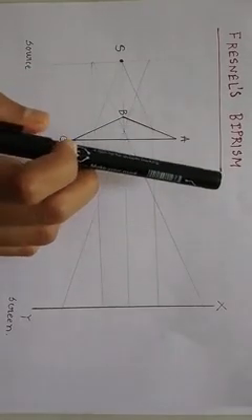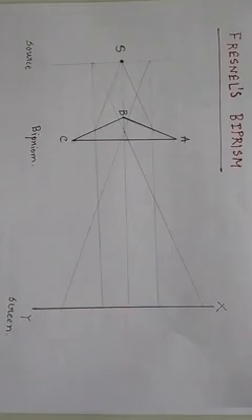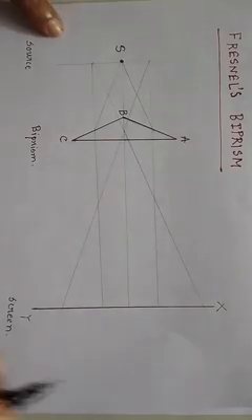Fresnel's Bi-prism. So what is Fresnel's Bi-prism? It is made up of two identical prisms which have very small refracting angles. Those two prisms are connected base to base.